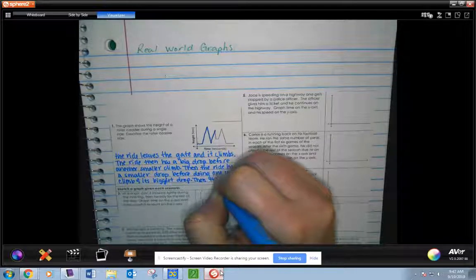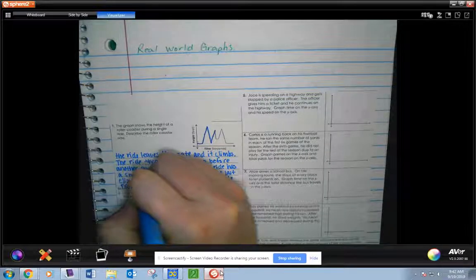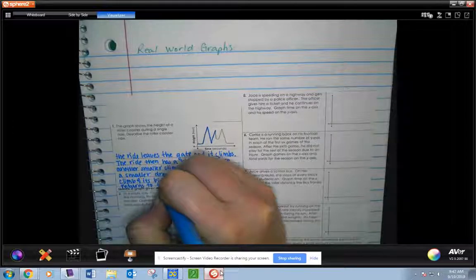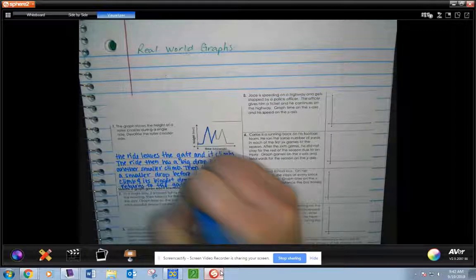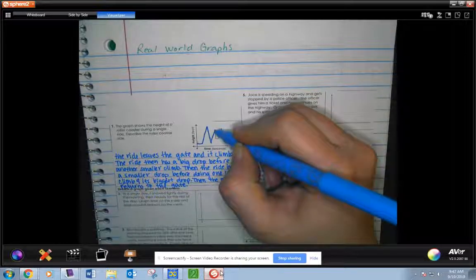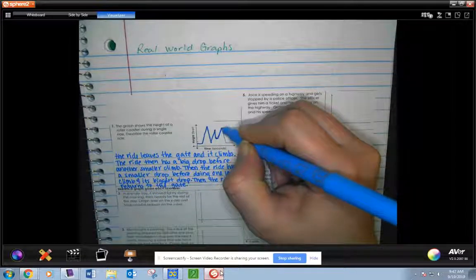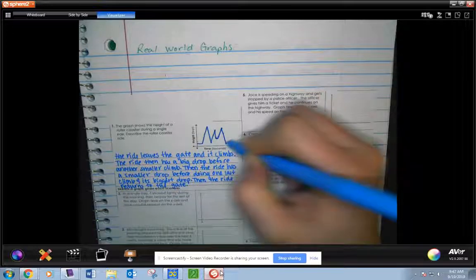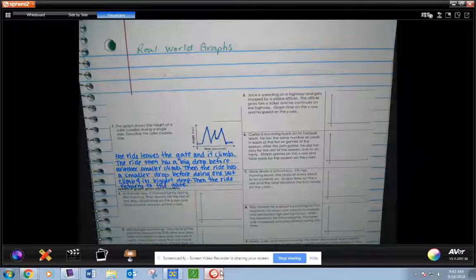Then the ride returns to the gate. Okay, so that's what this means. So there's the smaller drop, then it has that extra climb, biggest drop, returning to the gate. Okay, so what they're going to do today is give you a scenario, and they want you to just try to sketch it as best as you can.